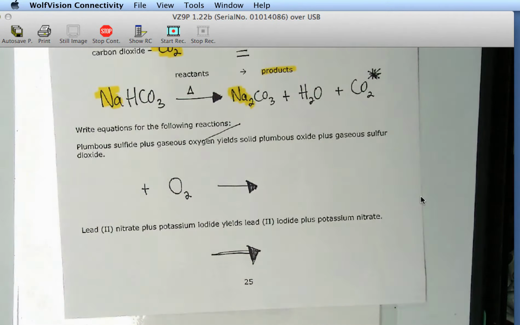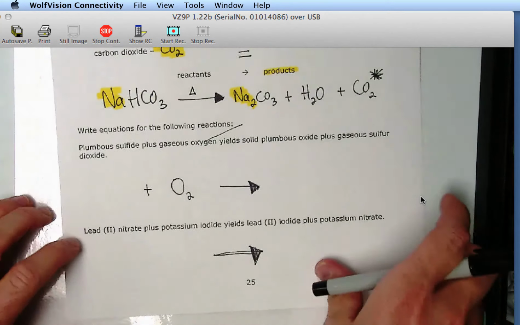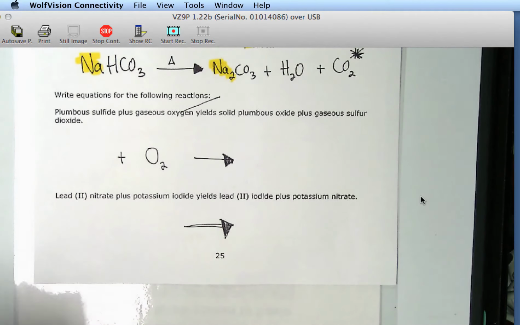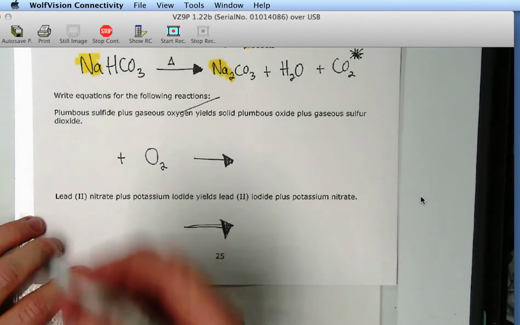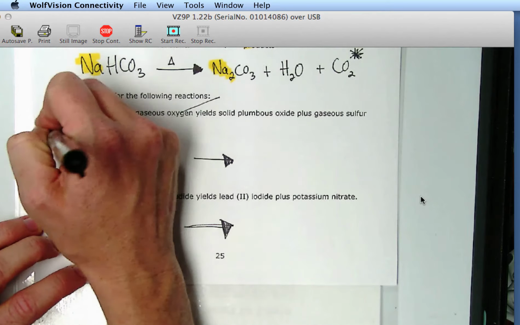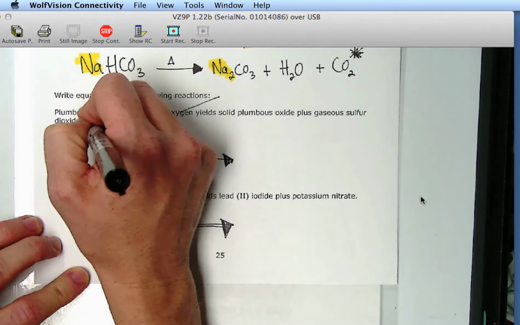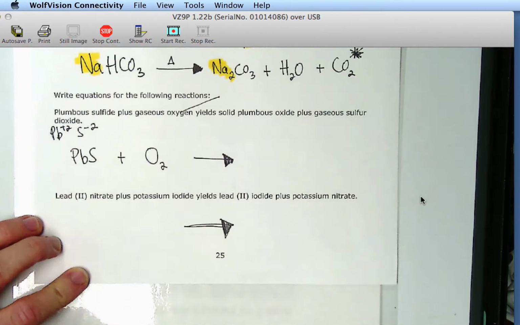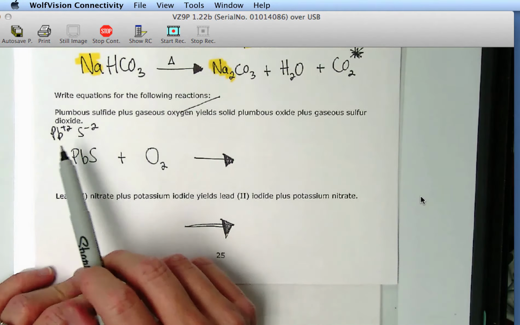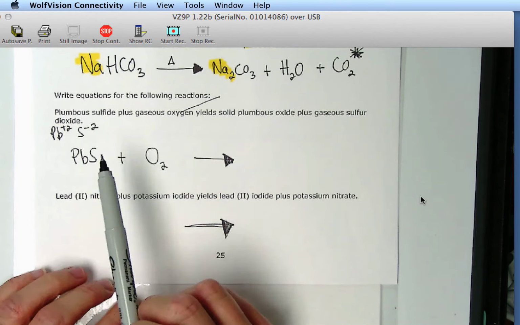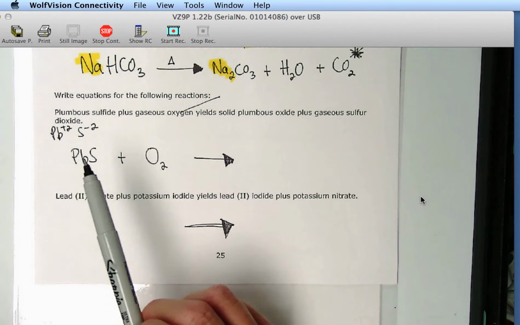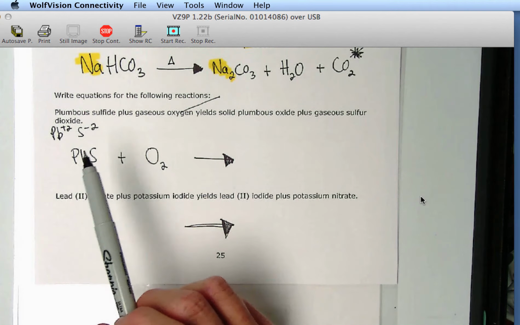Other little things. After a while, you will get to the point where you can see a name and not have to do the cross and drop. It takes a while, but once you get there, you know it, and you're pretty good. But in the beginning, keep doing the cross and drop. So plumbous is Pb2+, sulfide minus 2, so that's going to be PbS. And at this point, you know, this sentence, plumbous sulfide plus gaseous oxygen, when we get into lab 9, you will learn state symbols, but it's not essential for the lecture portion of this course.